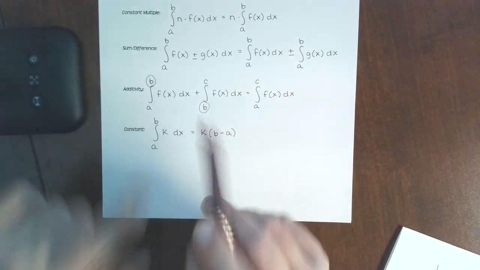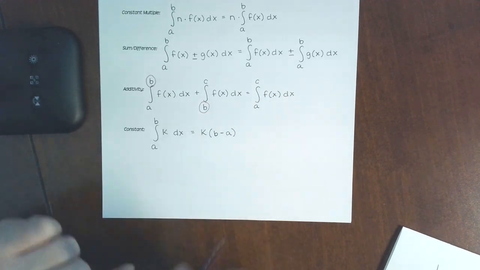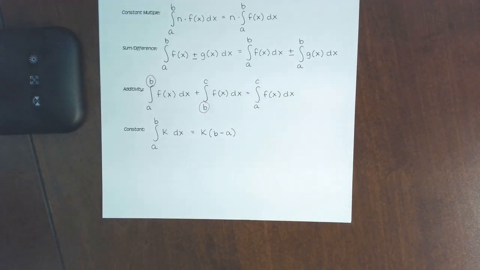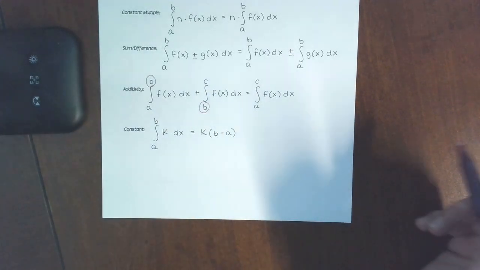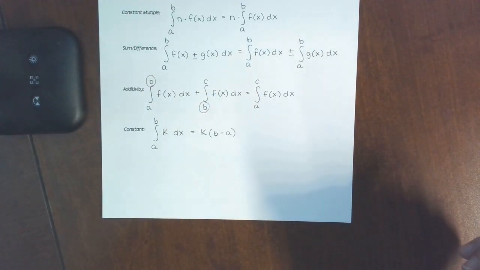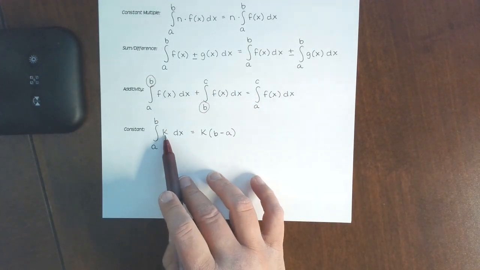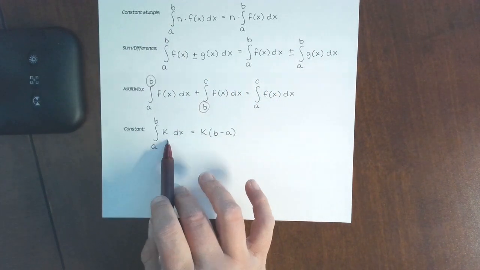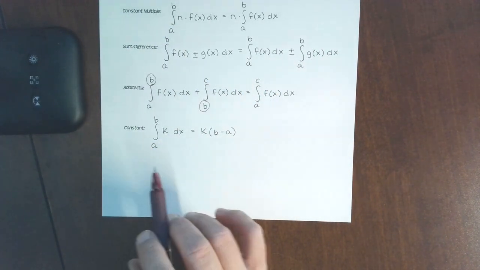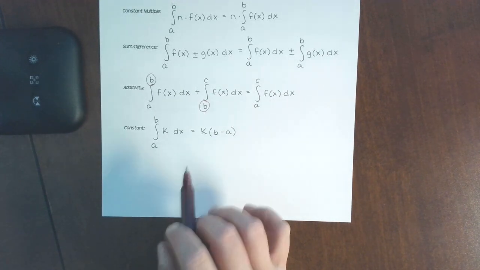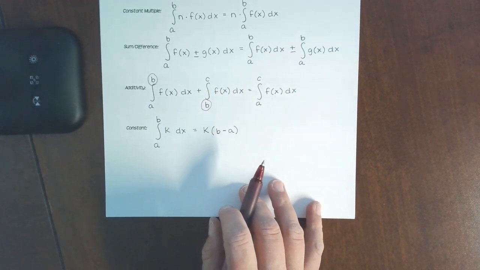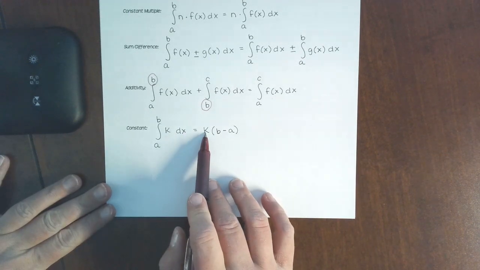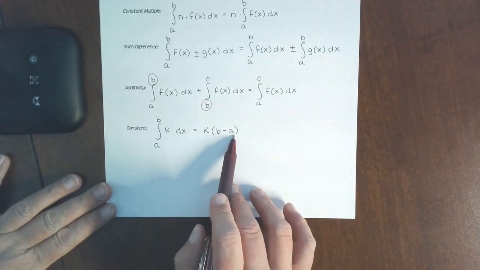So that's a kind of trick that we use quite a bit. The one of these that I think is probably the hardest is this one, the constant rule. So if you are integrating something that is just a number, okay, this is different than a constant multiple, but it's just a number, the answer is not just that number. And it's also not just 0, which is what it was when we were talking about derivatives. Okay, the answer is the number times the width of the interval.